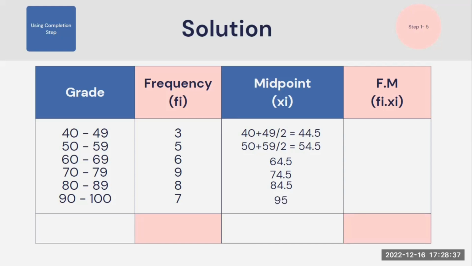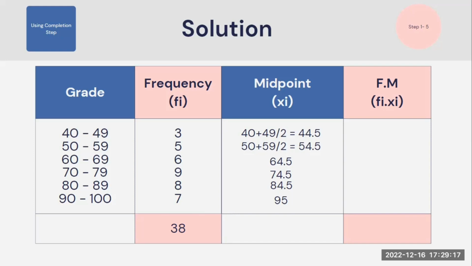Now, our next step is to take the sum of the frequency column. So this will give us the particular value which will help us to calculate the mean. So it's going to be 3 plus 5 plus 6 plus 9 plus 8 and then plus 7. And so there's a total of 38 students in this class.